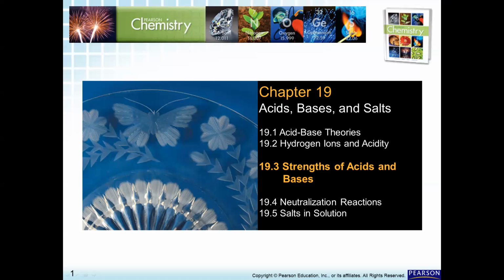Today we are going to continue with chapter 19. We're talking about section 3, and that is the strength of acids and bases.